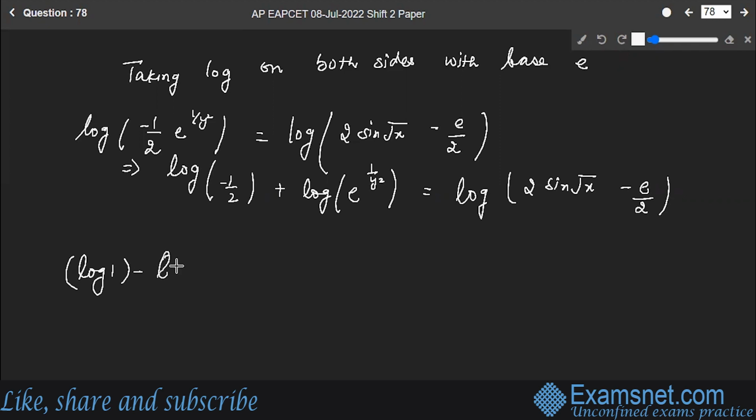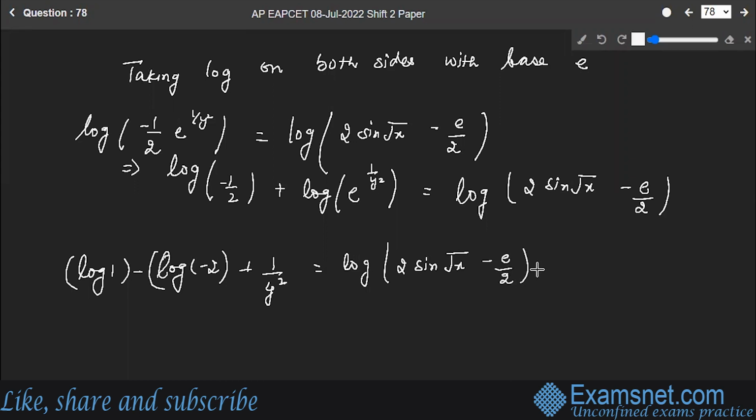Wait, how will I write? Log of minus 2 plus 1 by y square is equal to log 2 sine root x minus e by 2. Log 1 is 0 and minus of minus log 2.